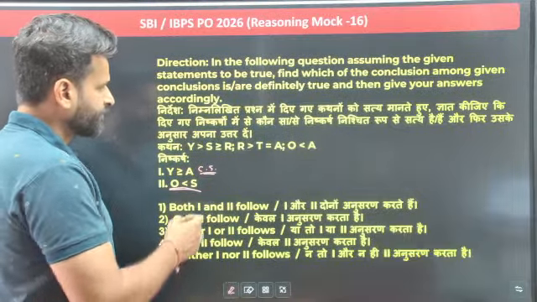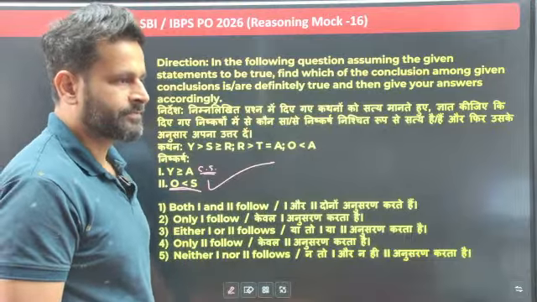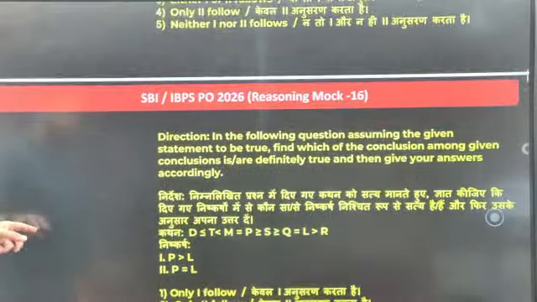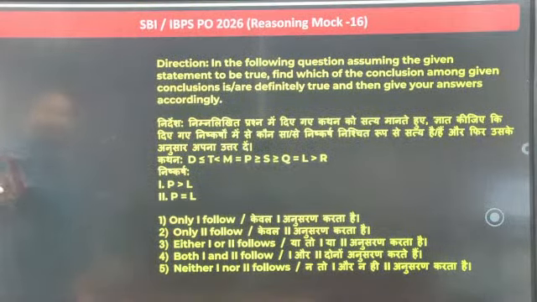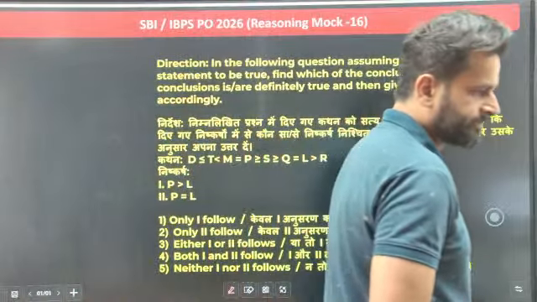S is greater than O. S to R, R to T, A O. Yes, this one will follow. Option 4, only second follows. Very good. Next. P is greater than L and P is equal to L.